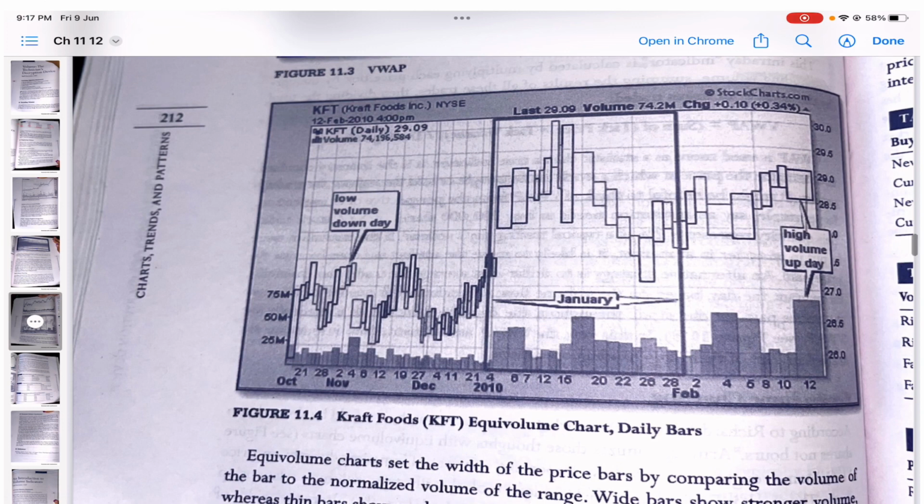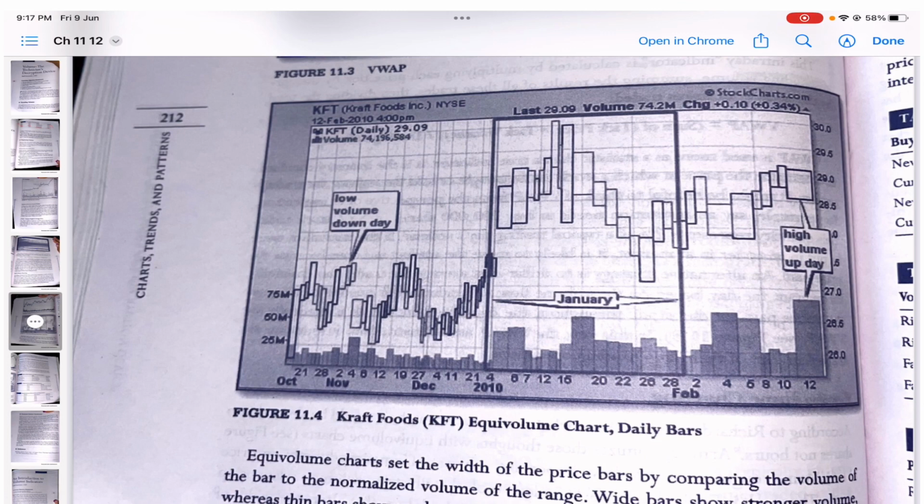So if you look at this chart given over here, what can you see? This is how a normal chart looks like, normal candles or normal bars. The moment there is a high volume, in those situations the bars are also high. So that is also showing you the price, and at the same time it is also showing where high activity or high volume took place, right? So that is what my equivolume charts are. Equivolume charts set the width of the price bars by comparing the volume of the bar. So the width of the bar is big if it has high volume. That is how it is shown in your equivolume charts.